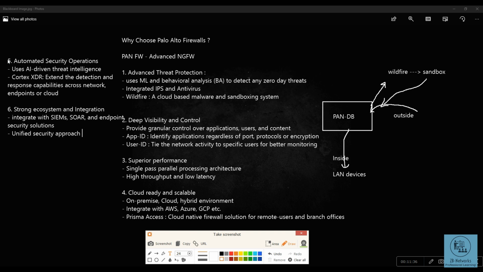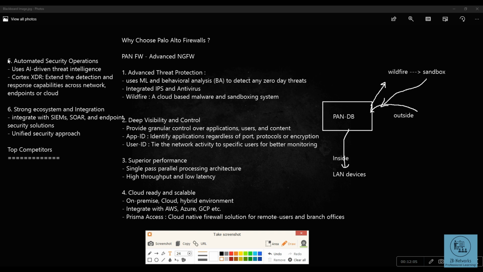For example, think of Panorama. Panorama is a product through which you can centrally manage other Palo Alto products like other Palo Alto firewalls. Now regarding the top competitors of Palo Alto, or you can say the other vendors available alongside Palo Alto. So these are the features because of which any organization would like to choose Palo Alto firewalls.